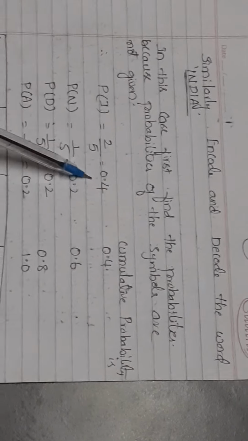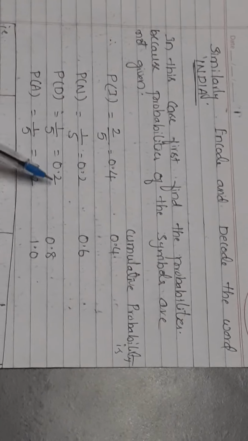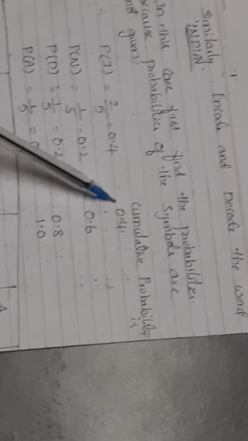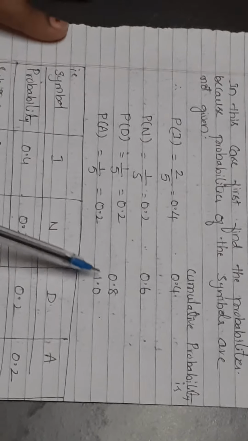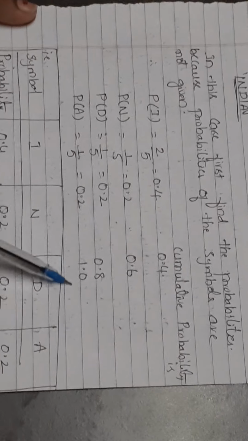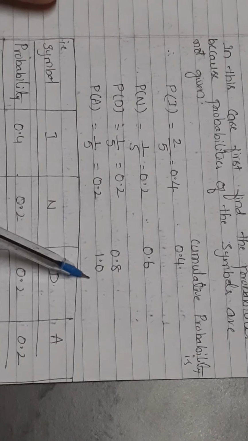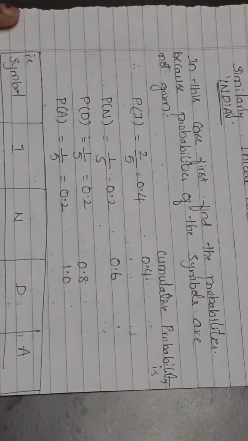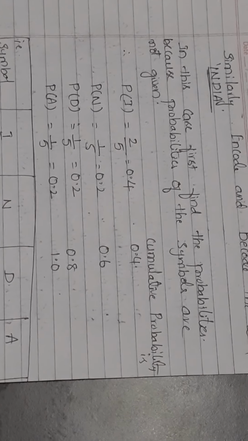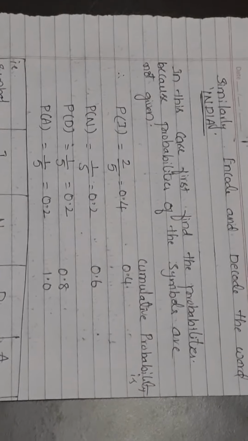So in decimal form it is 0.4, 0.2, 0.2, 0.2. Its respective cumulative probabilities are 0.4, 0.6, 0.8, 1.0. You can check that the probabilities add up to only one, because the range is from 0 to 1. So write down the symbols, then probability, then sub range. Repeat the same steps. First of all take 0 to 1.0 and subdivide for I, N, D, A.